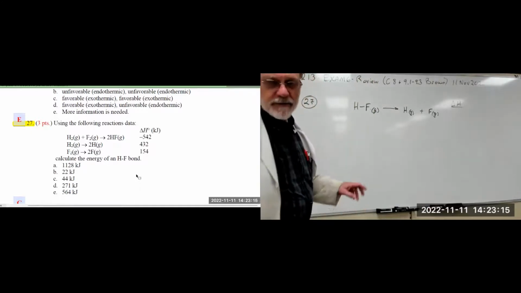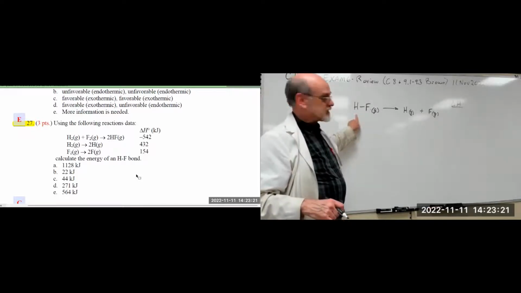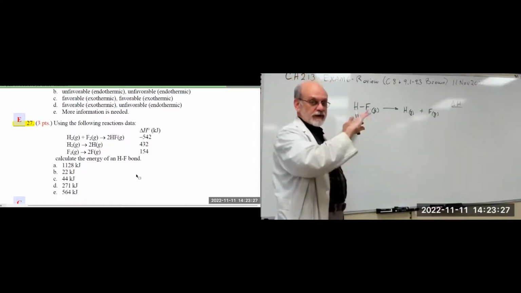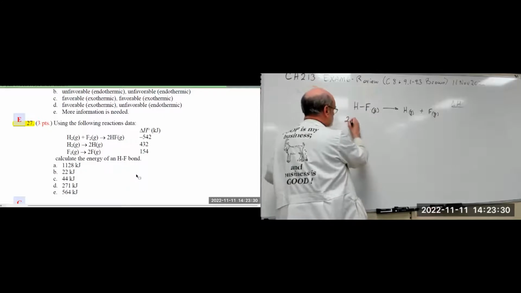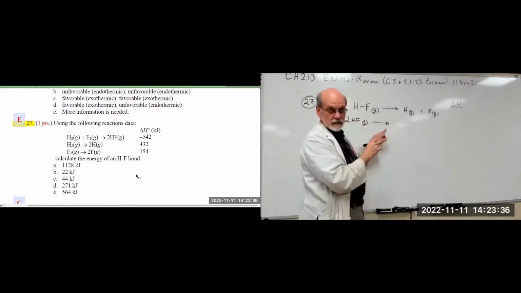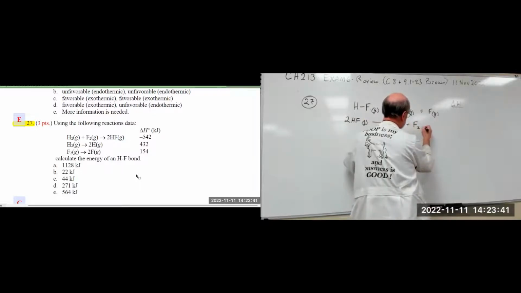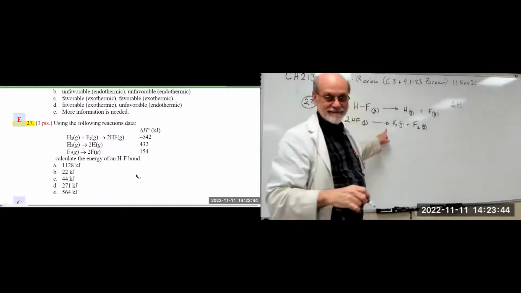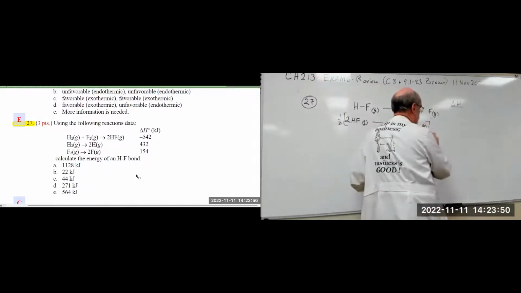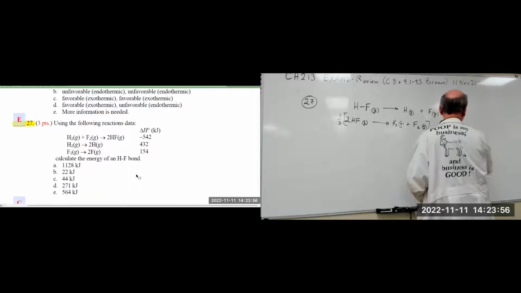So out of those that we have, do we have HF in there? Yeah, the first one puts HF on this side, but the way it's written, it's on the other side. So we have to flip it. And that means 2HF yields H2 plus F2. Okay, but we only need one of those. So now we're going to have to take half of it. So we've got to change it to 542 positive and divide it by 2.